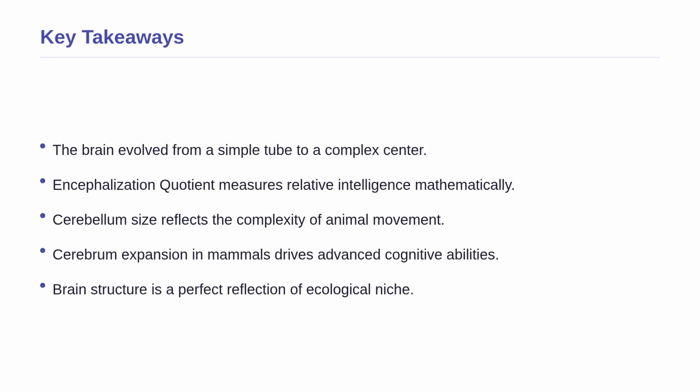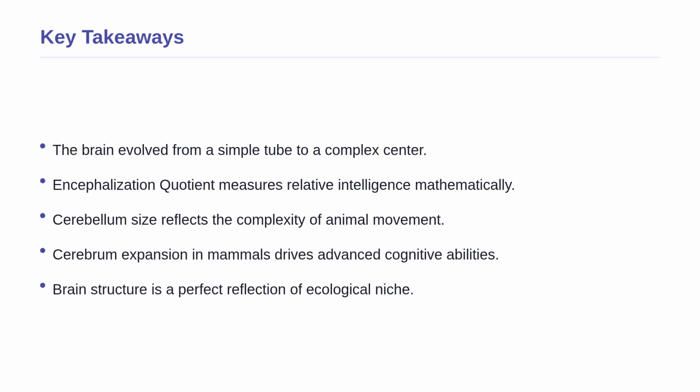We have covered a tremendous amount of ground today, so let us review our key takeaways. First, we saw how the vertebrate brain evolved from a simple neural tube into a highly complex processing center. We learned how to use the encephalization quotient to mathematically measure relative intelligence by comparing actual and expected brain mass.